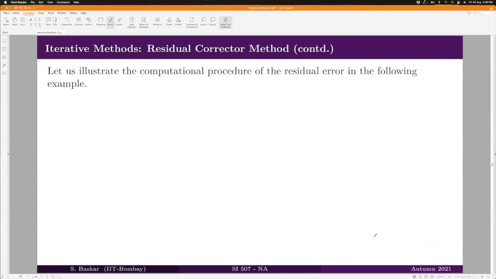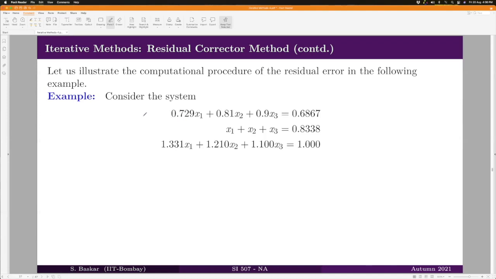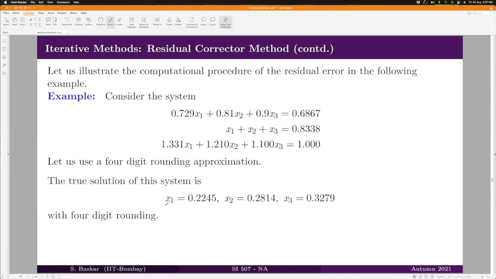Let us illustrate the computational procedure of the residual error in this example. Consider the system given by this. We are interested in finding the solution of this system using 4-digit rounding approximation. That is, at every arithmetic operation, we do the 4-digit rounding of both the inputs as well as the computational result. One can see that if you use an infinite precision calculation, then round the solution to 4 digits, then you get this as the solution. So this is the true solution for your system, but shown here after rounding to 4 decimal digits.